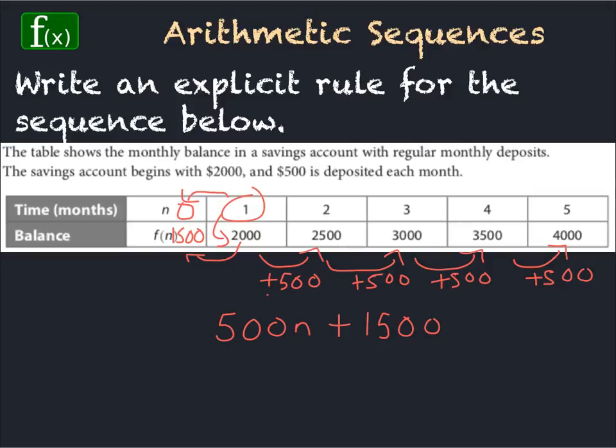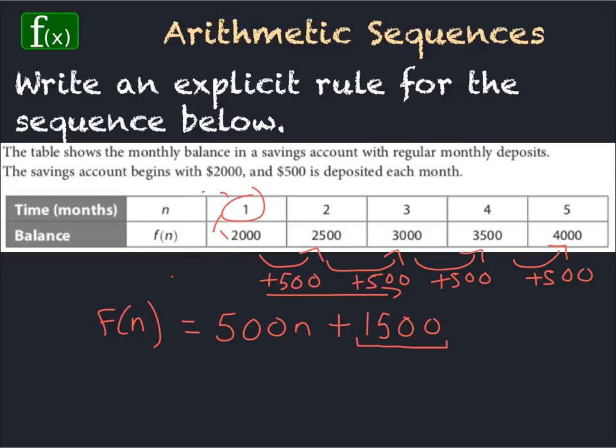Our initial term would be 1,500, right? Because if we're adding 500 every time to go from term to term as we're increasing, if we're decreasing, we would have to subtract by 500, right? So our 0 term would be 1,500, and that right there would give you your initial term, your initial constant, which is 1,500, and obviously we're writing this in function notation, so that would be f of n equals 500n plus 1,500.